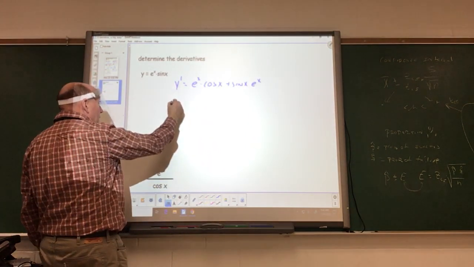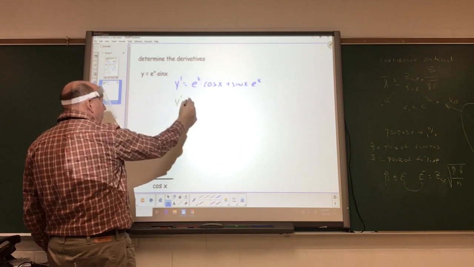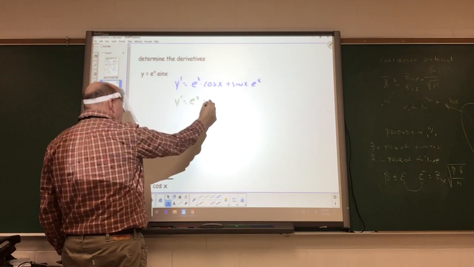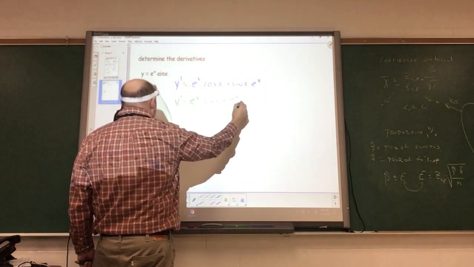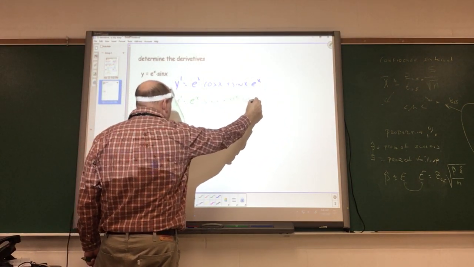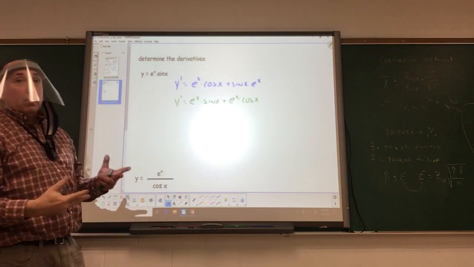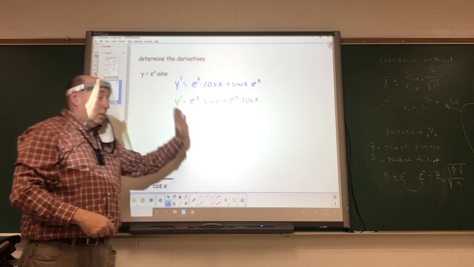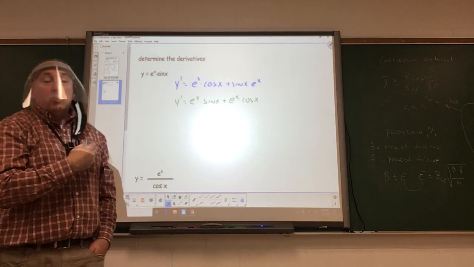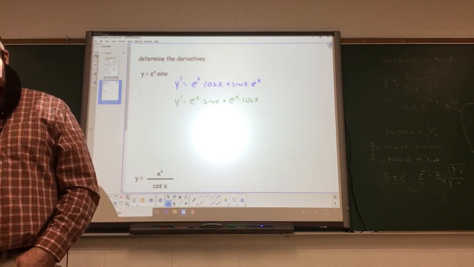This is correct. Also, you can do derivative of the first, e to the x, times the second, sine of x, plus the first, e to the x, times the derivative of the second, which is cosine of x. It's the exact same thing, but how my brain works is I'm programmed this way. This is fine for a solution.